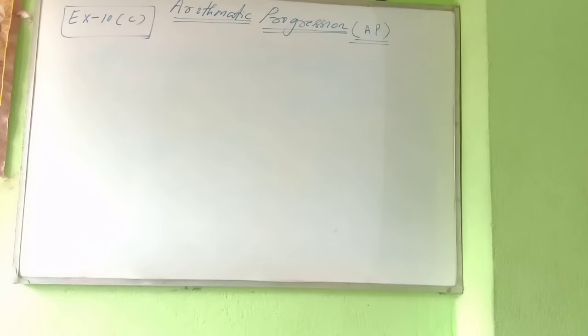Hello students, next I am going to number 13. See the question number 13, it is given. Find the sum of all integers between 100 and 550 which are divisible by 9. How will we start here? The boundary is 100 and 550. You have to find the sum of all integers between 100 and 550.